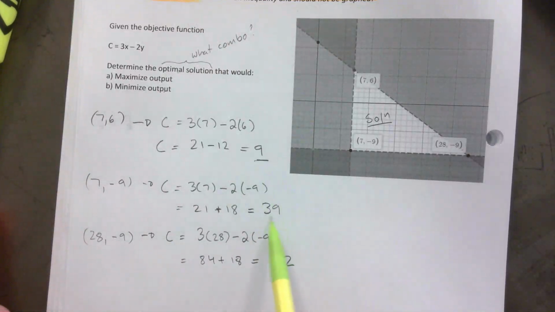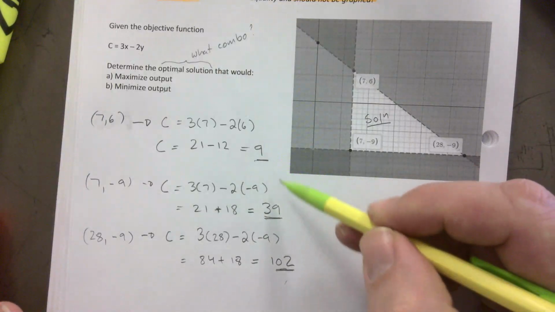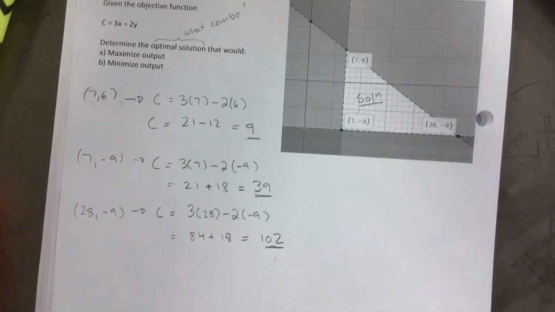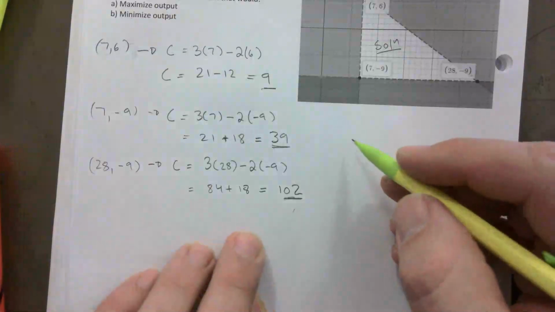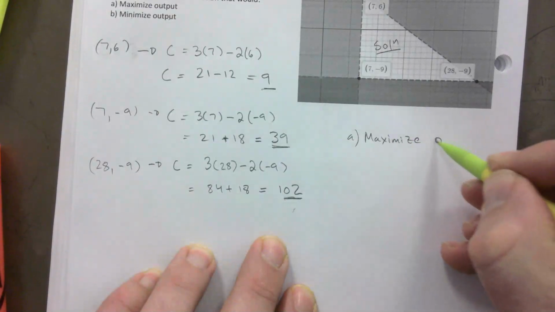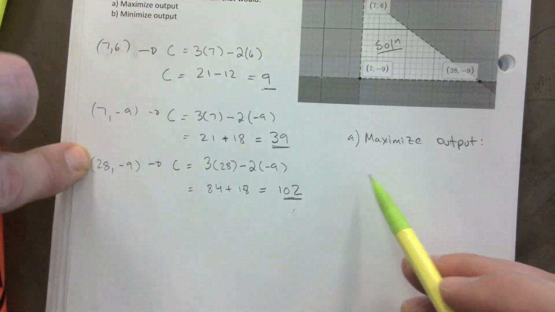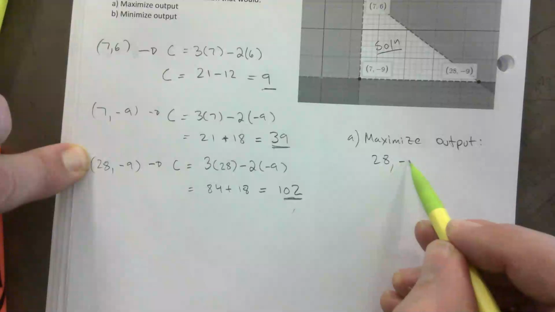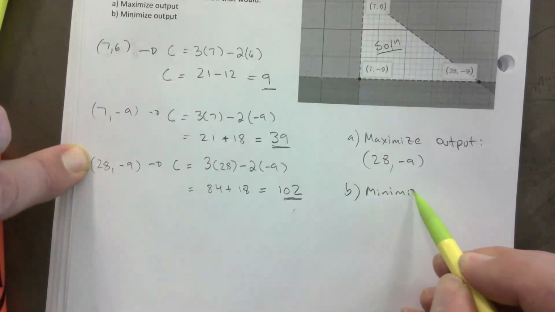So I'm going to underline the 3, these are the outputs. There's 3 outputs here. So which one will maximize? Which one of these 3 POIs will maximize? Well, it's this last one, 28, negative 9. Okay? And which one will minimize output?